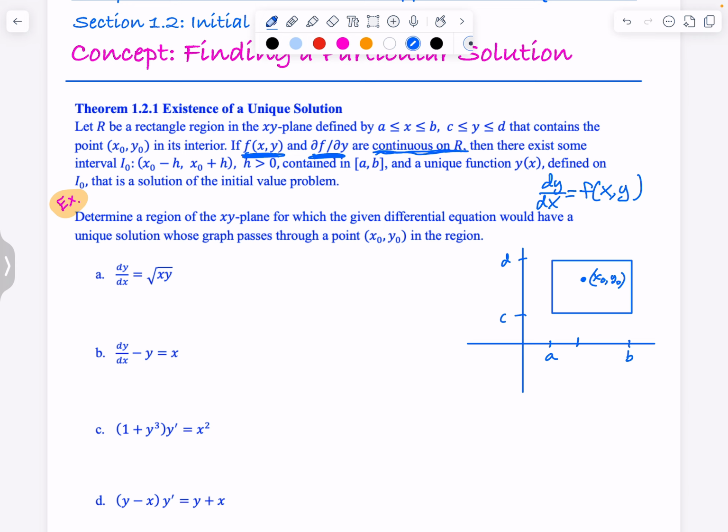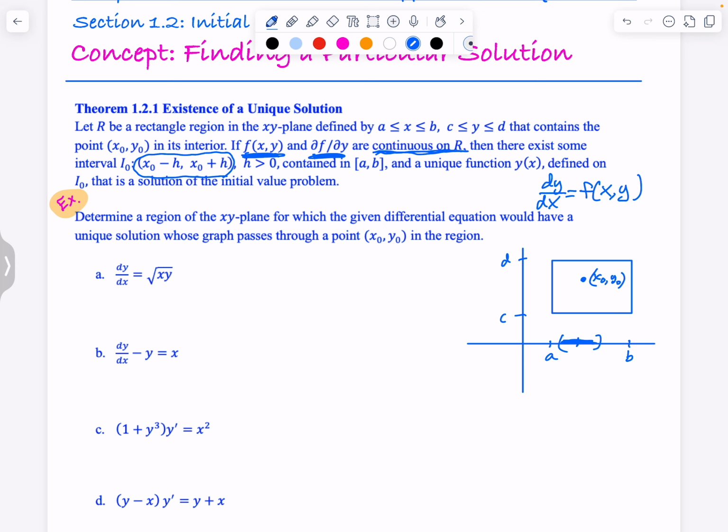It says determine a region of the xy plane for which the given differential equation would have a unique solution whose graph passes through a point x naught, y naught. So we're really only looking for this kind of interval. It's going to be just from x to x. Where on my xy plane is it going to have a solution?